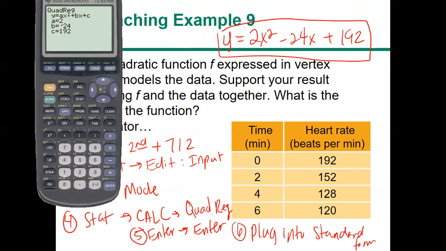Okay, so we know that quadratic functions go on forever from left to right, and their domain is negative infinity to positive infinity. But because this data is about time, would my domain be restricted? Do we have negative time? No. So therefore, my domain would be from 0 to, well, on this table, 6 minutes.